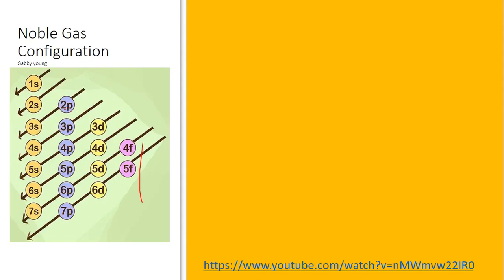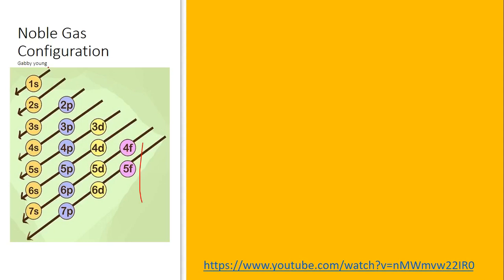So 2p starts here. There's no 1p. So it's 2p, 3p all the way down. Then 3d, think of the movies, right? You see things in 3D. There is no 2d because it's not big enough. The 3d is big enough to hold a d sublevel. So 3d, 4d, 5d, 6d. And then f, again, the 3 energy level is not big enough to hold an f. It has to go to the 4, 4f, 5f.